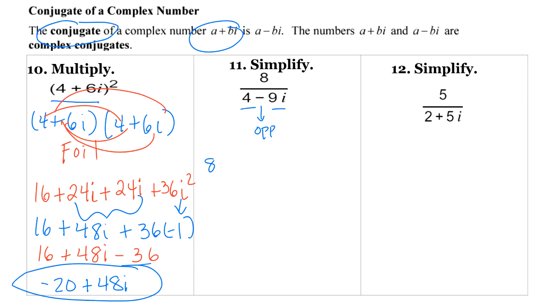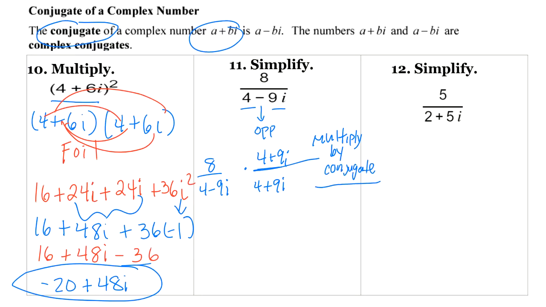So we want to multiply the numerator and denominator by the same numbers, but the opposite signs. So you want to multiply by the conjugate. So once we multiply by the conjugate, the i is going to be removed.